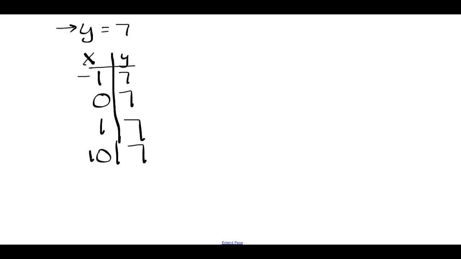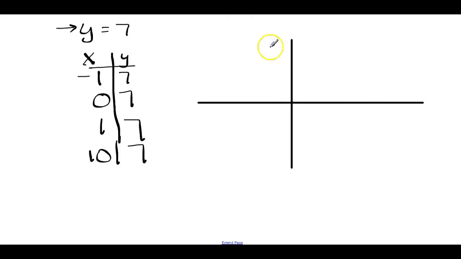So if I were to graph this, I'm just going to do kind of a rough one for you guys. This means that if I am at -1, it's going to be 7. If I'm at 0, it's going to be 7. If I'm at 1, it's going to be 7. If I'm at 10, it's going to be 7. It doesn't matter, but it is going to go through the y-axis. Hopefully. Nope. Sorry guys. It is going to go through the y-axis at y equals 7. Same thing will happen if we're using the x-axis.